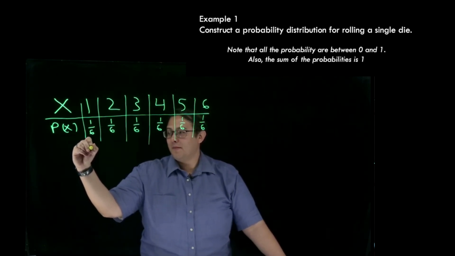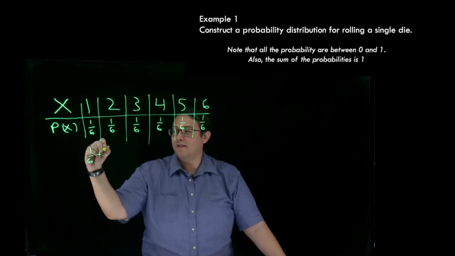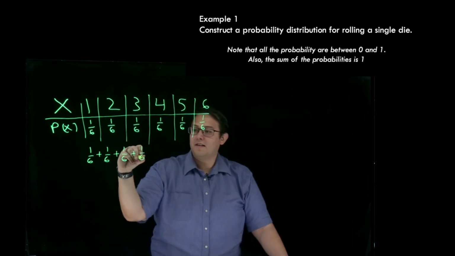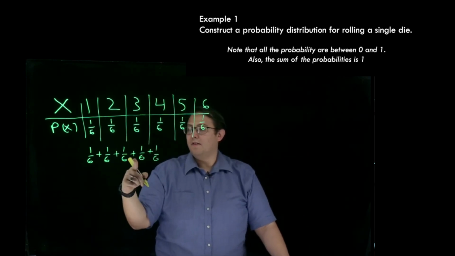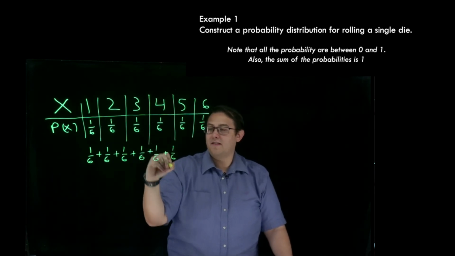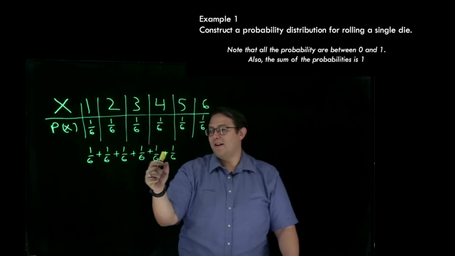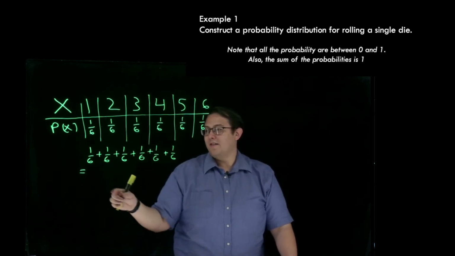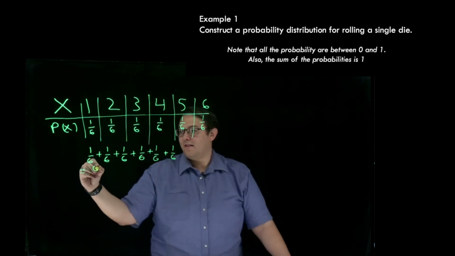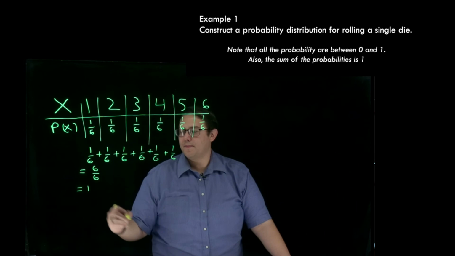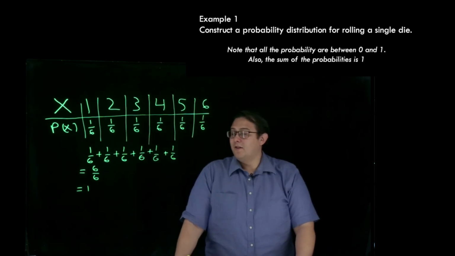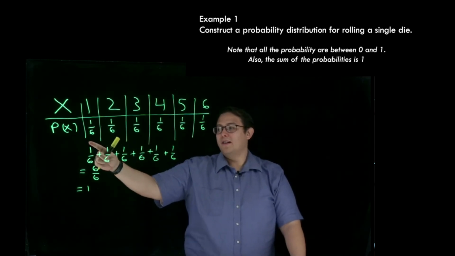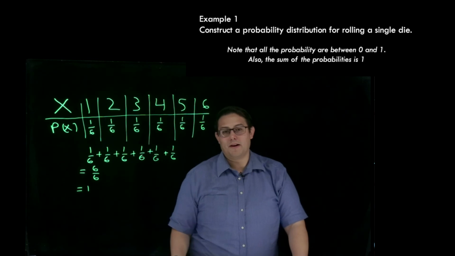So if you take 1/6 and add 1/6 and add another 1/6, and keep going, 1, 2, 3, 4, 5, one more 1/6, you take all the probabilities and add them all up. Since they all have a common denominator, you just add the numerators. You add up 1/6 six times, and you get 6 out of 6, which is equal to 1. So in general, for any discrete probability distribution, the probabilities will be in between 0 and 1, and if you add up all the probabilities, you should get 1.